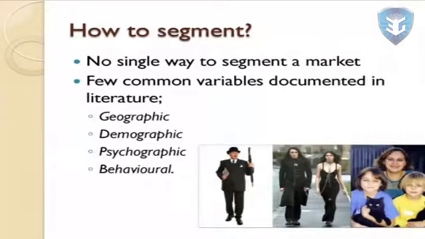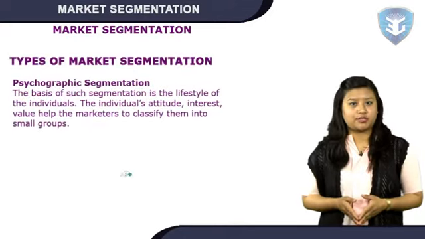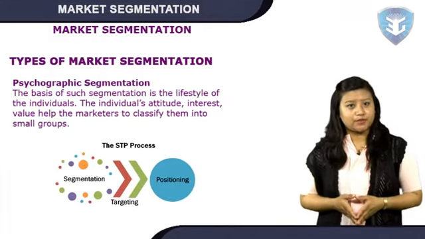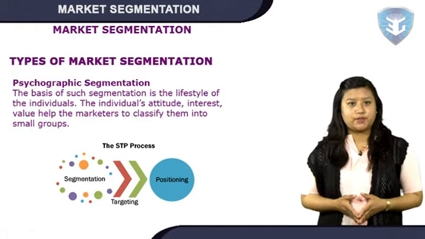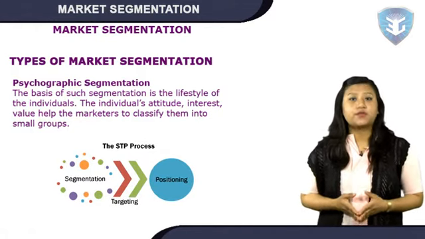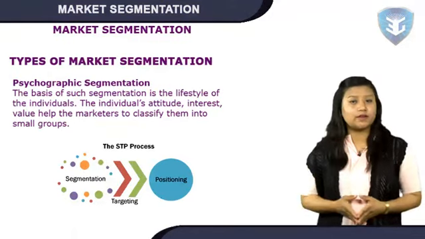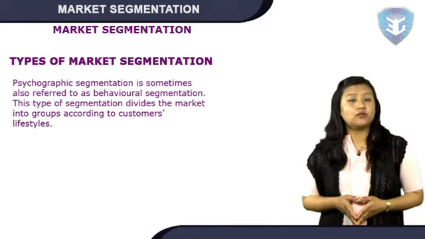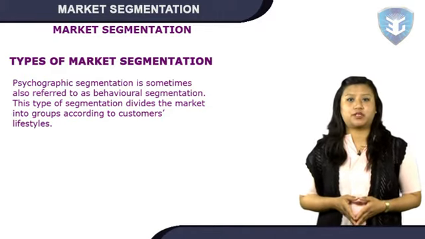There are many ways to segment a market. A few common methods documented in literature include geographic segmentation, demographic segmentation, psychographic segmentation, and behavioral segmentation. Types of market segmentation. Psychographic segmentation. The basis of such segmentation is the lifestyle of the individuals. The individual's attitude, interest, and values help the marketers to classify them into small groups. Psychographic segmentation is sometimes also referred to as behavioral segmentation.